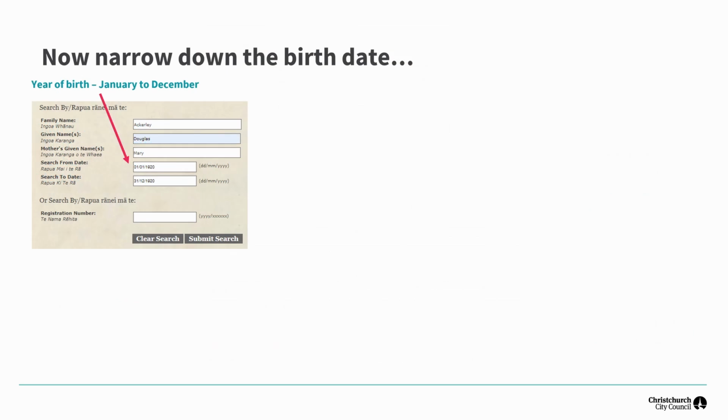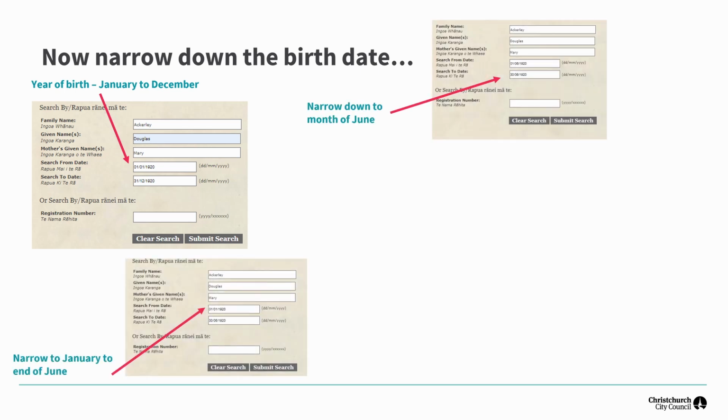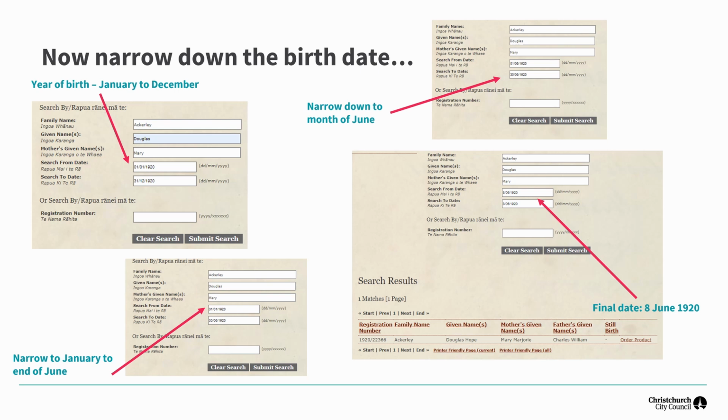So it looks like we just get a year of registration, but we can get a little bit cunning here and narrow down the birth date using the search from and to date fields. So from a year to 6 months, to a month, to an exact date. And we find that Douglas Hope Ackley was born on the 8th of June 1920, which is a bit of a surprise because we always celebrated my dad's birthday on the 18th of June.